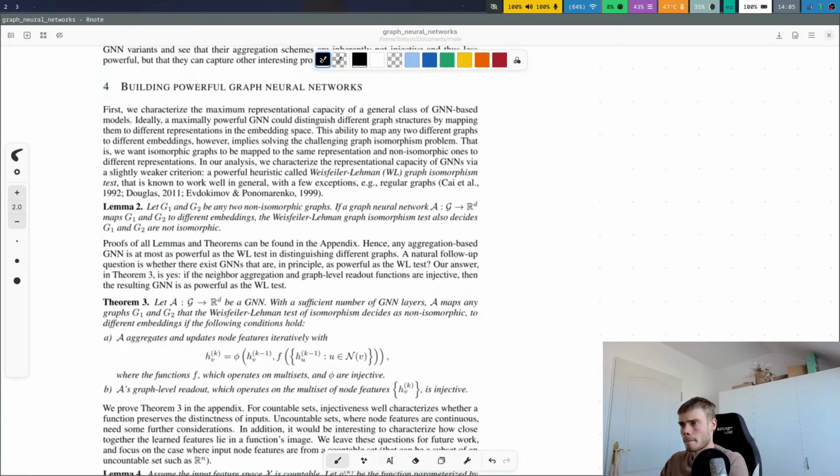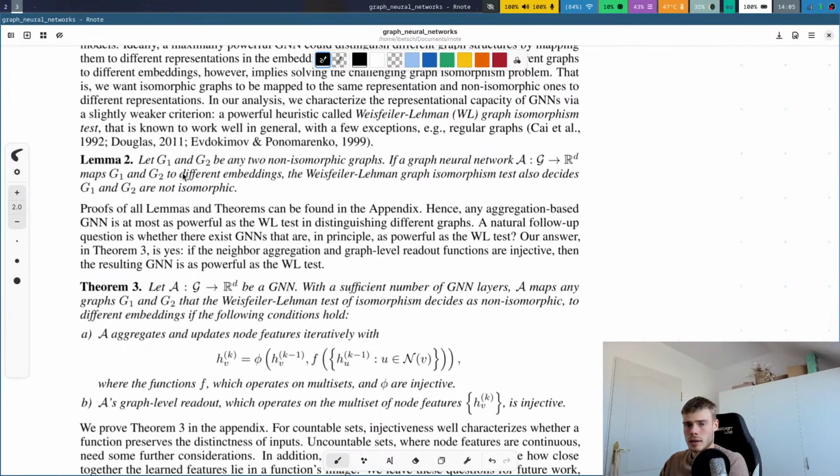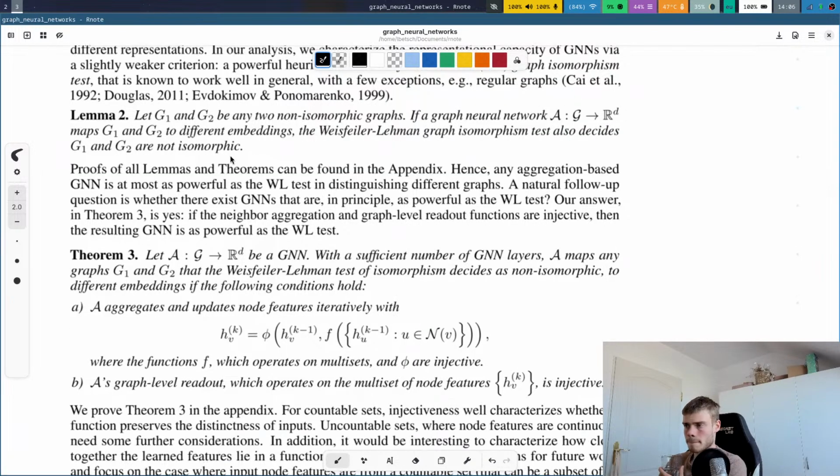Lemma 2. Where's lemma 1? Okay. Let G1 and G2 be any two non-isomorphic graphs. If a graph neural network that maps a graph to a d-dimensional real-valued vector maps G1 and G2 to different embeddings, the Weisfeiler-Lehman graph isomorphism test also decides G1 and G2 are non-isomorphic. Proofs of all lemmas and theorems can be found in the appendix.